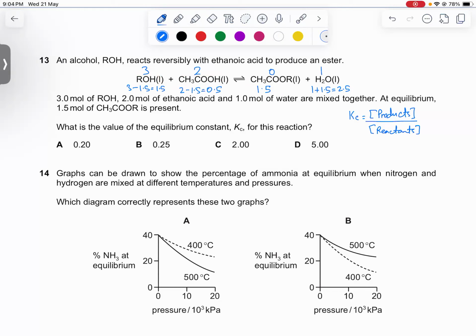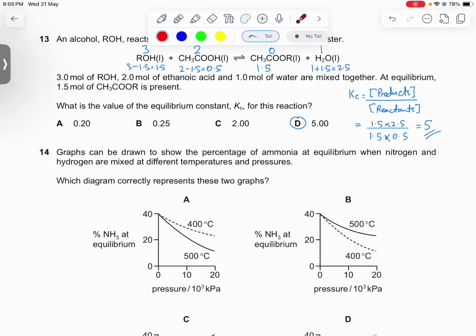All right. So now we have all the equation. Moles of product, which is 1.5 multiplied by 2.5, divided by concentration of reactant, which is 1.5 of ROH and 0.5 of the ethanoic acid. Then we can get the final answer. We just put that all in the calculator: 1.5 times 2.5 divided by 1.5 and 0.5. So we are getting the answer 5. So the answer is 5.00.